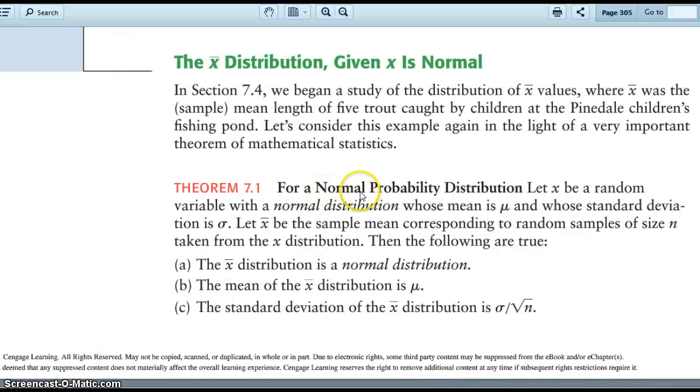So for a normal probability distribution, which 10 told us that x was a random variable with a normal distribution, so this is all true. Number 10 told us what the mean was, it told us what the standard deviation was, and then it talks about samples. So x bar, let x bar be the sample mean corresponding to the given sample size. So there's 3 different ones in 10.